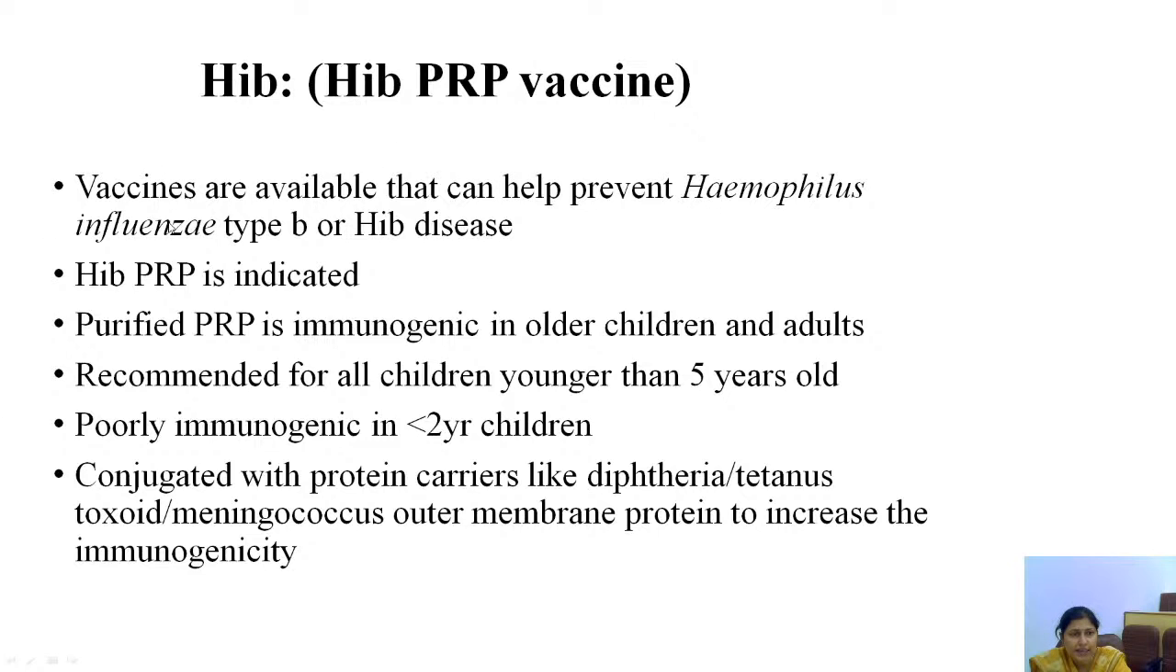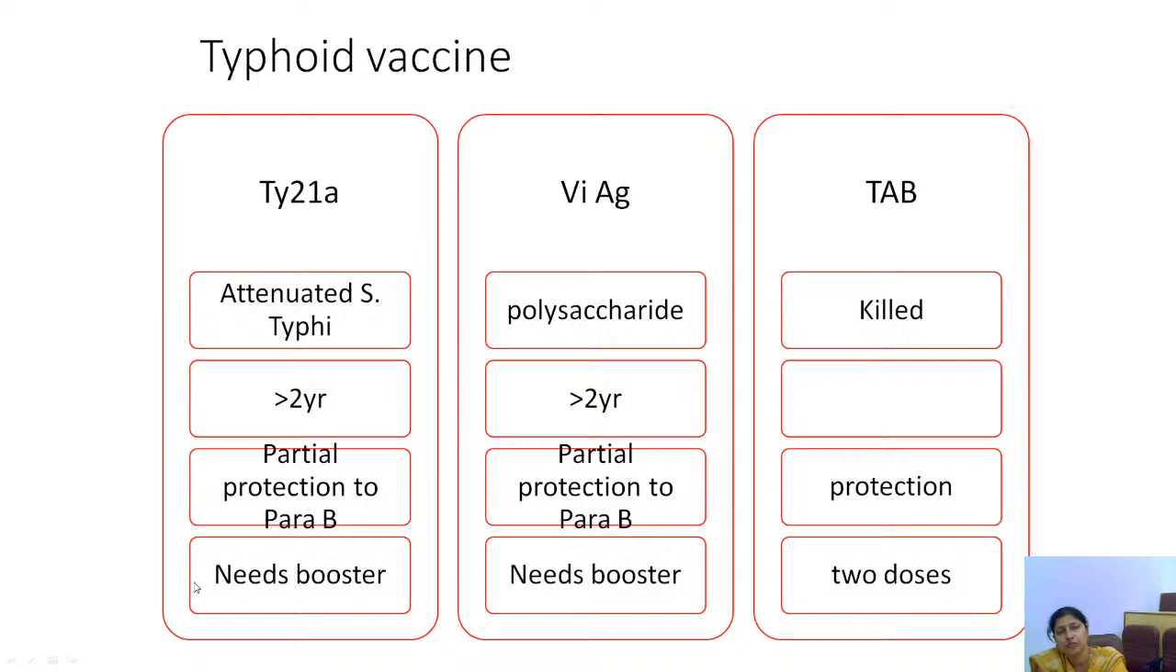Coming to the Hib vaccine, it is again the same type as other capsulated vaccines. Hib PRP is indicated, the purified PRP found to be immunogenic. It is recommended for more than 5 years, poorly immunogenic in less than 2 years. They are conjugated with protein carriers like diphtheria toxoid or meningococcus outer membrane protein to increase the immunogenicity.